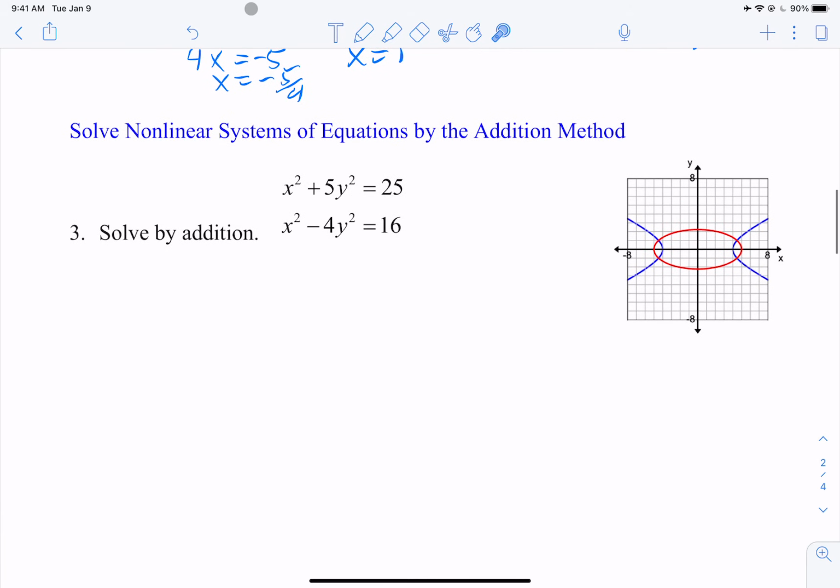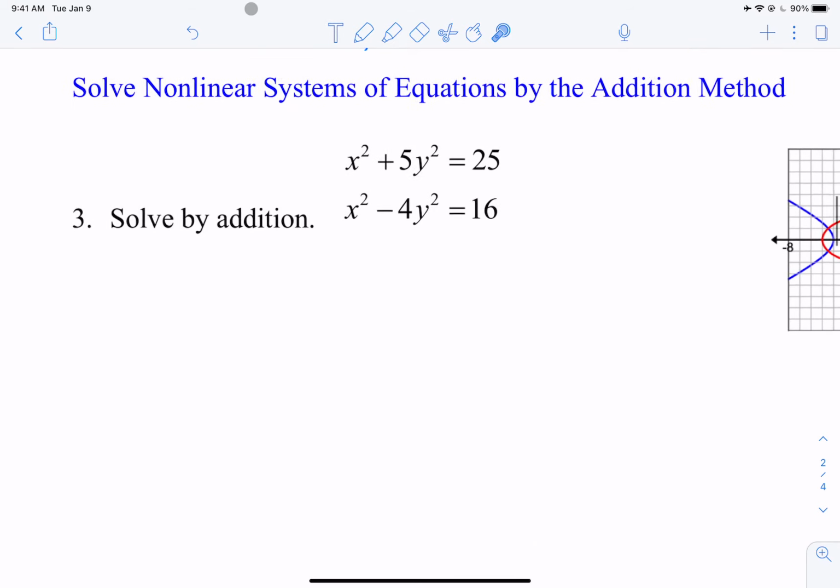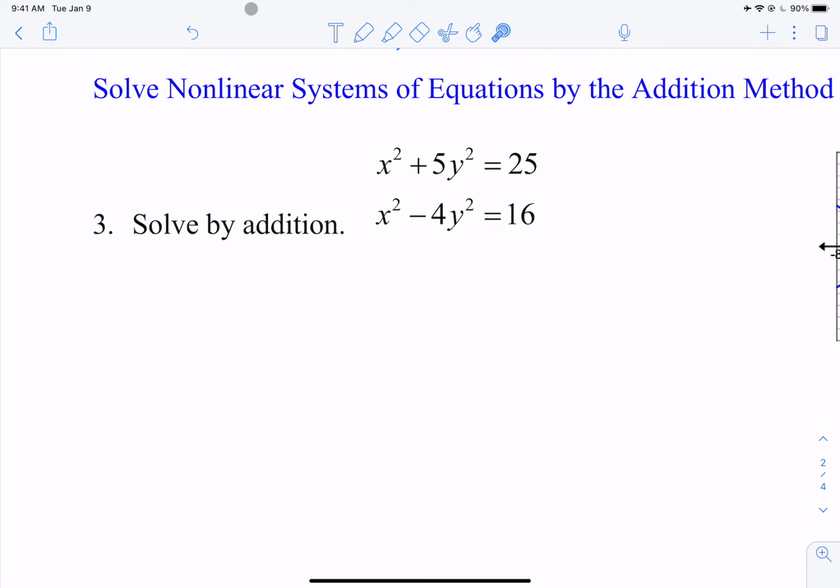Okay. Now, there are few systems where elimination really works well with these types. But let's just analyze why we could use, they call it the addition method. I've always called it elimination.